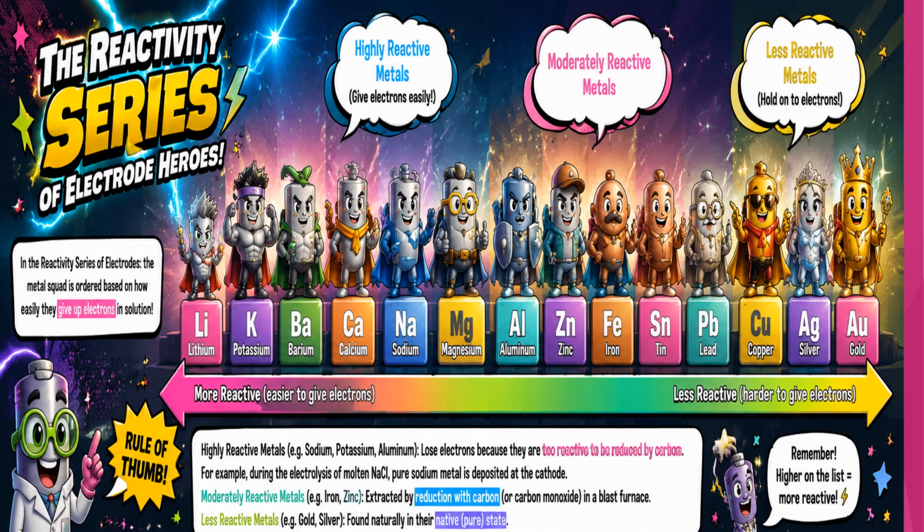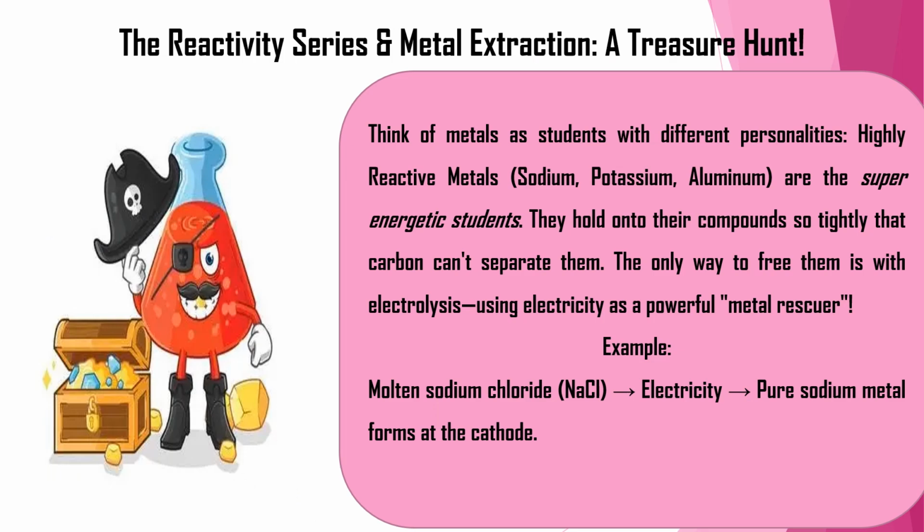And one thing to also note is that highly reactive metals such as sodium, potassium, and aluminum, they are too reactive to be reduced by carbon. Moderately reactive metals are extracted by reduction with carbon in a blast furnace. Less reactive metals are found in their naturally pure state. They hold on to electrons, remember.